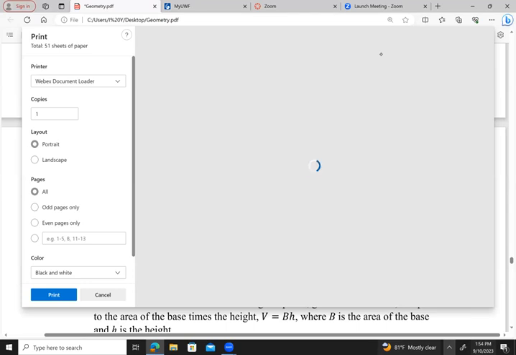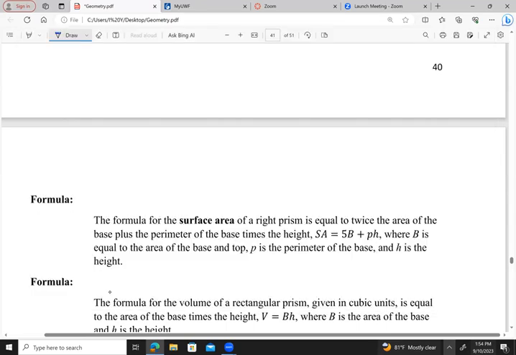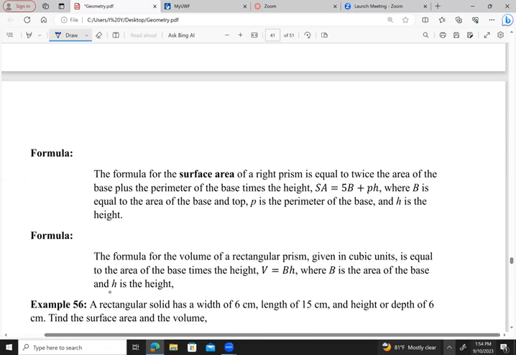So the formula for the surface area of a right prism is equal to twice the area of the base plus the perimeter of the base times the height, where B is equal to the area of the base. So this should be 2, not 5. Surface area is 2 times B, the area of the base, plus Ph, where B is the area of the base and top, and P is the perimeter of the base. h is the height.